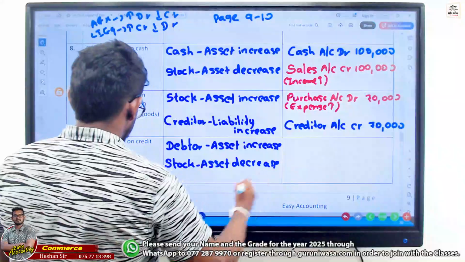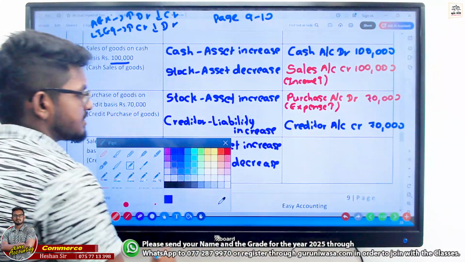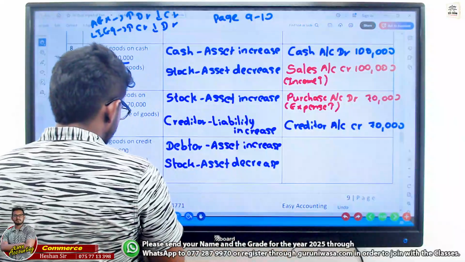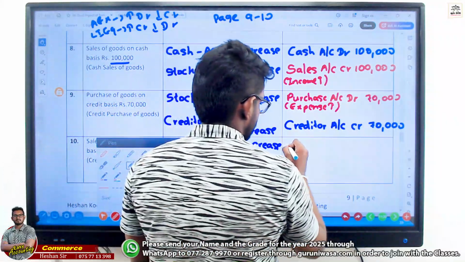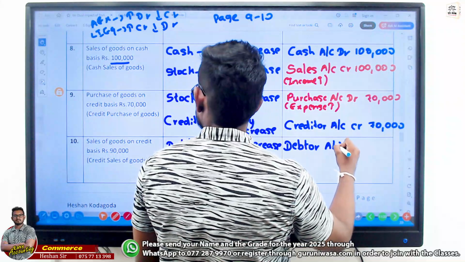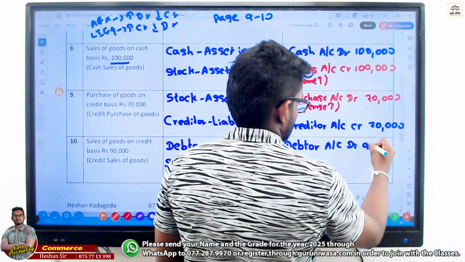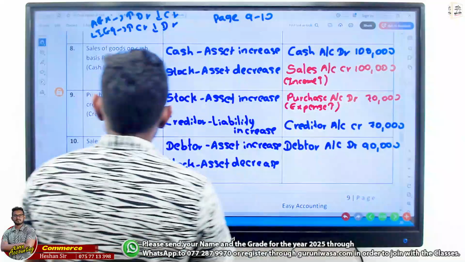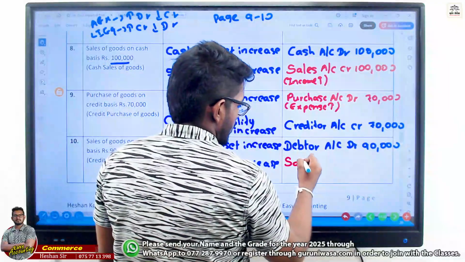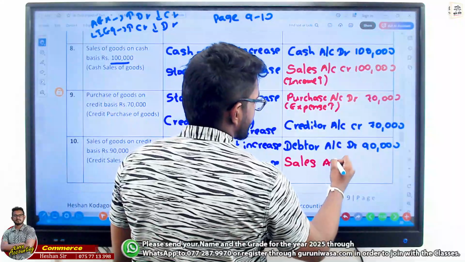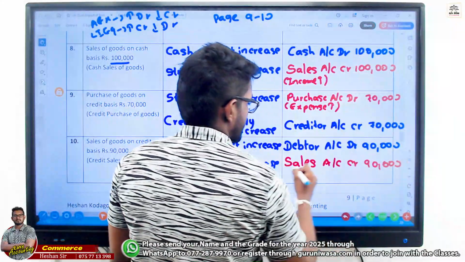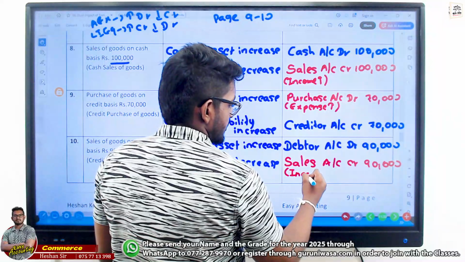But when it comes to the double entry, I told you, debtor account debit. When we sell goods on credit basis, I told you, sales account credit. Whether it's a cash sale or credit sale, every time sales account credit. Why? We concern it as income increase.